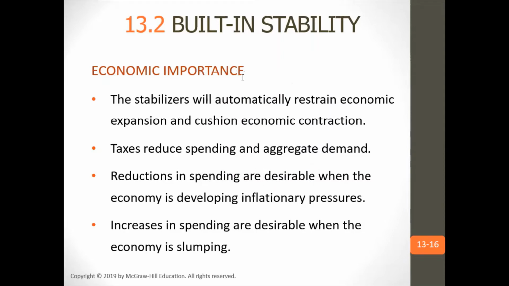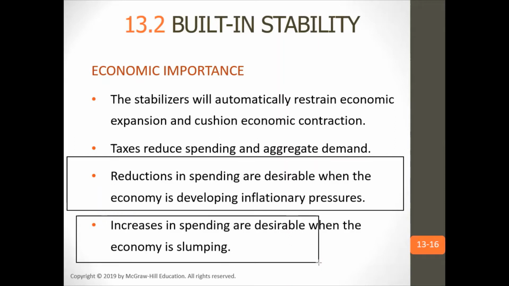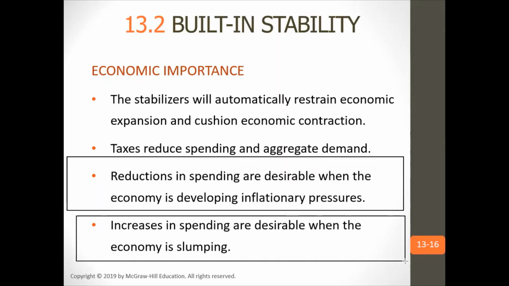So they want to reduce spending because too high of inflation is not good for the economy. So you see with gas prices, like gas prices are like $1.70. So the government reduces spending to bring down gas prices. And then increases in spending are desirable when the economy is slumping. So when COVID-19 started, they increased spending a lot to offset what was happening with COVID-19.